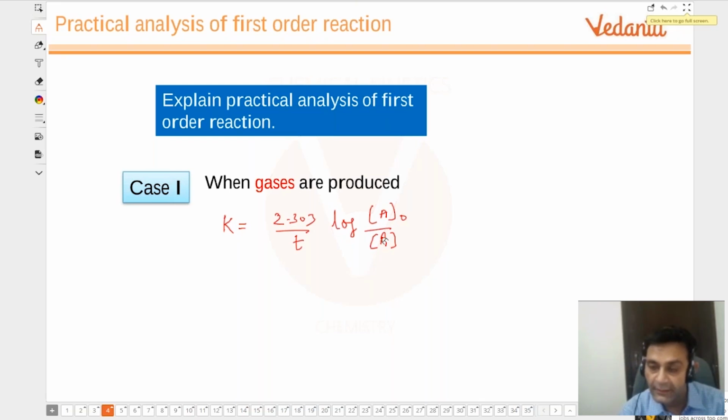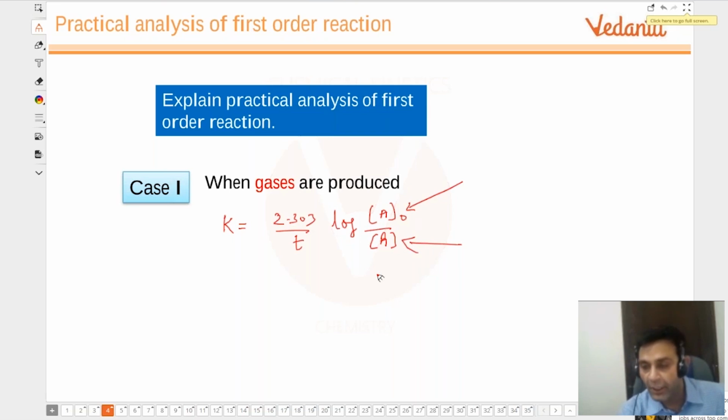Yes, students. Remember this? Okay. What is A naught? Initial concentration, right? What is A? Final concentration. Means after time t, not final, but we can say after time t, what is the concentration?